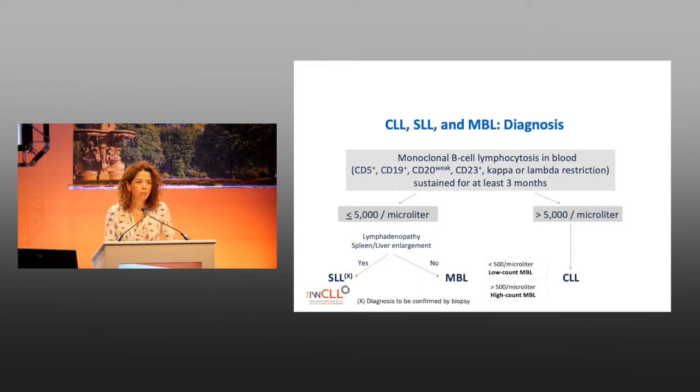In patients with more than 5,000 lymphocytes, the diagnosis is CLL, while in those patients with less than 5,000 clonal lymphocytes, there are two possibilities. Those who have lymphadenopathies have small lymphocytic lymphoma, and those with absence of lymphadenopathies or spleen or liver involvement have monoclonal B-cell lymphocytosis.